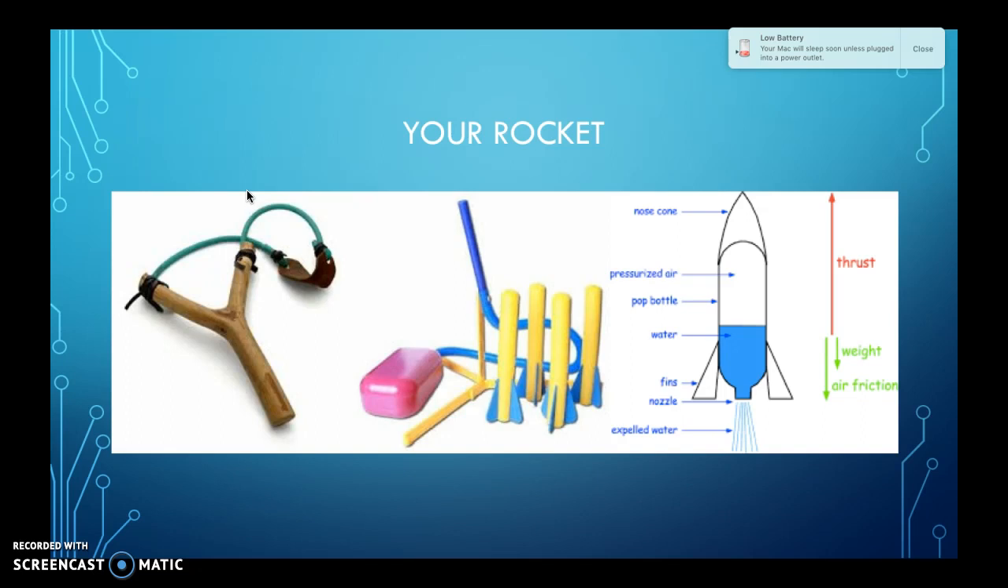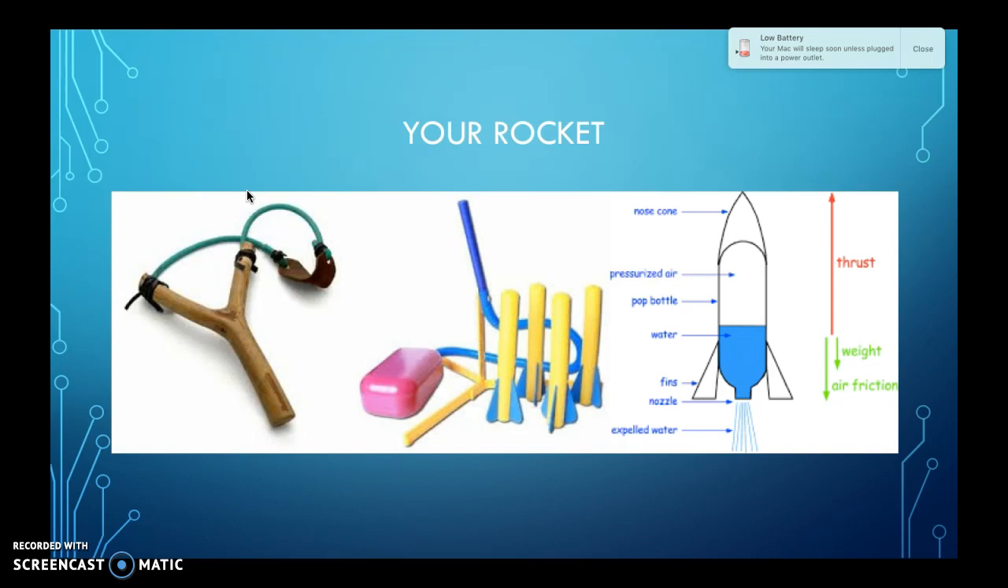Another one that you guys could use could be a water pressure rocket. The idea there is that you pressurize water inside of a chamber and then release that water, producing a thrust force. If you would like, you could also talk to me about using a harmless chemical reaction like vinegar and baking soda to build up that pressure.